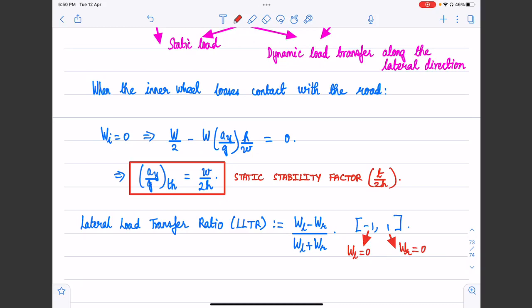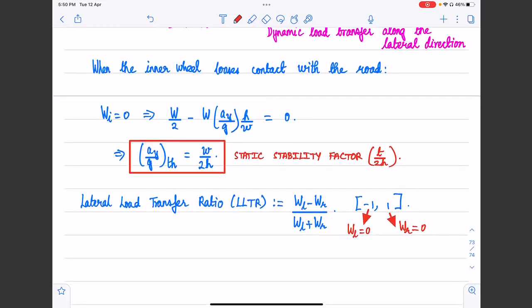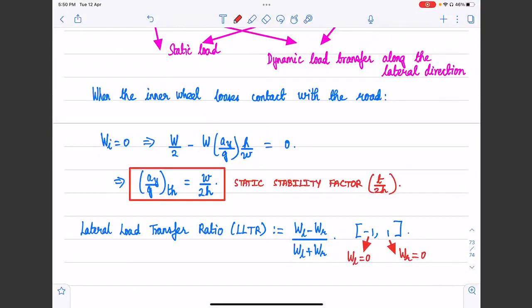So the static stability factor is nothing but a threshold on the lateral acceleration, normalized in terms of G units, beyond which there is a strong tendency for rollover. Any questions on our analysis of rollover? No. All right. So yeah, any questions?